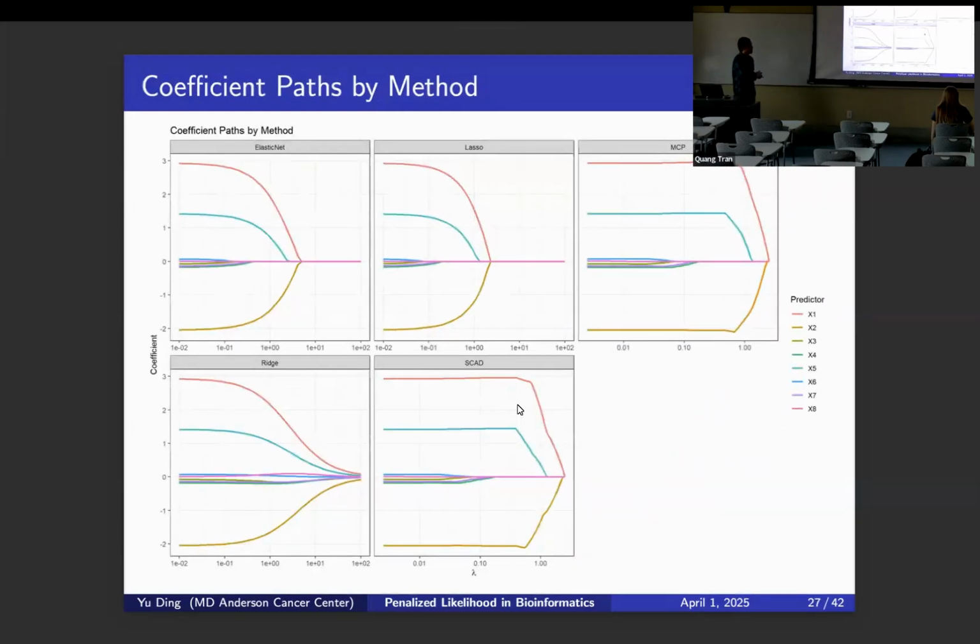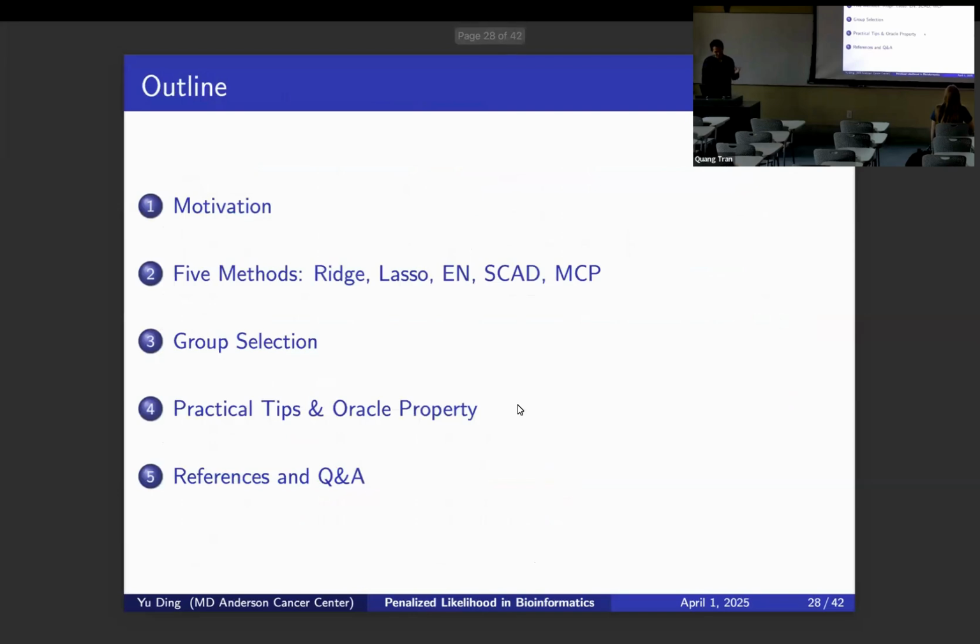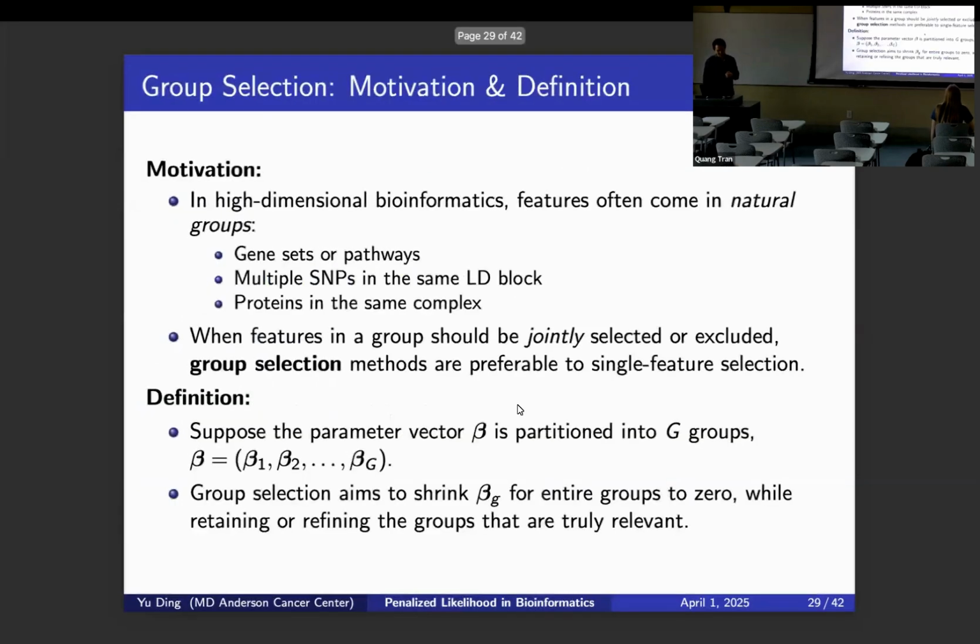Okay, so this is the coefficient path by method. I will skip this part because I must cover the group selection part. Okay, so group selection. This will appear as one of your homework, so pay attention to that, but it's not that difficult.